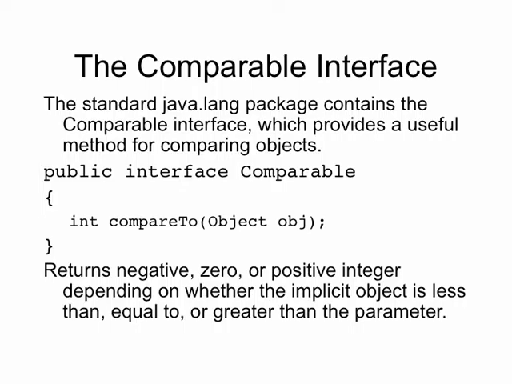In this case, we're calling it obj, which is of type object. It returns a negative number, a 0, or a positive integer based on whether the implicit object is less than, equal to, or greater than the parameter. So if our current object, the one that's calling the compareTo method, is less than the object that we're passing in as a parameter, we're going to return a -1. If they're the same, we're going to return a 0. And if the implicit object, the one that owns the compareTo method, is greater than the object we're passing in, then we return a 1 or a positive integer.